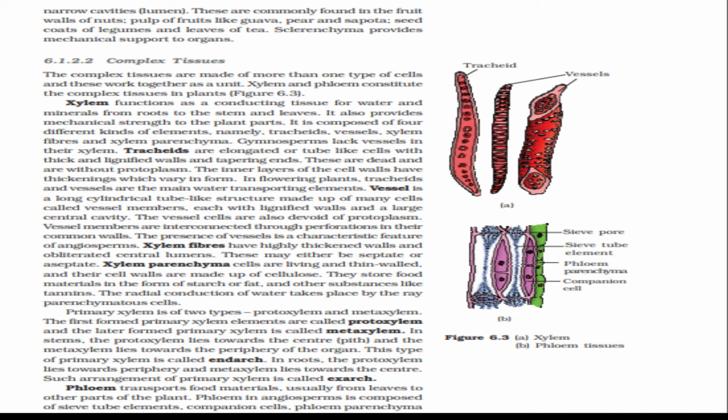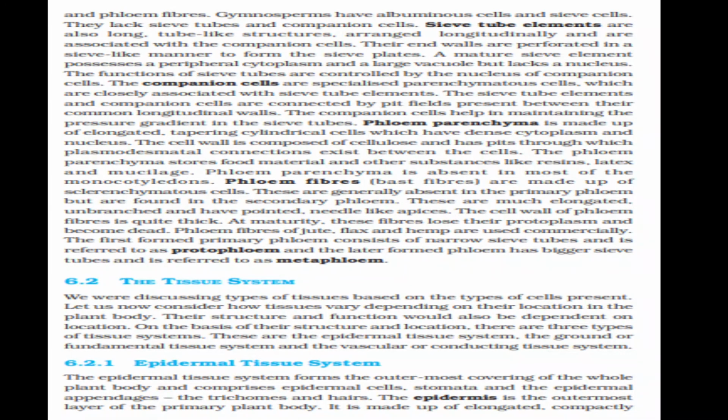Phloem transports food materials, usually from leaves to other parts of the plant. Phloem in angiosperms is composed of sieve tube elements, companion cells, phloem parenchyma, and phloem fibers. Gymnosperms have albuminous cells and sieve cells. They lack sieve tubes and companion cells.